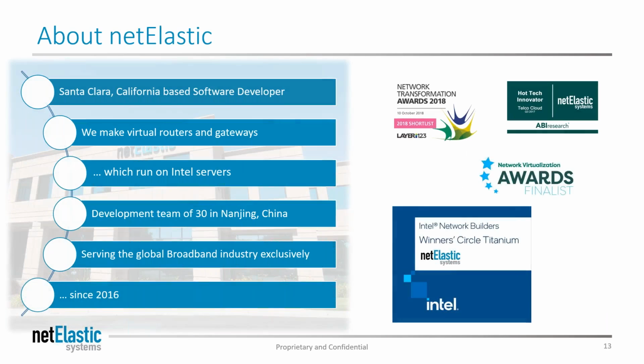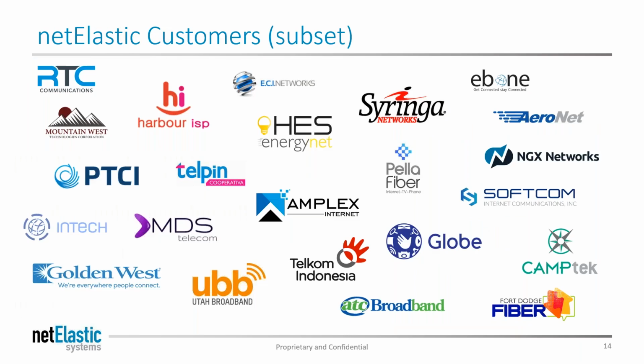A little bit about netElastic. We're a Santa Clara, California-based software developer. We make virtual routers and gateways exclusively, which run on Intel servers. We have a development team of about 30 people in Nanjing, China, as well as our team in Santa Clara. And we've been serving the global broadband industry exclusively. We don't do data center, we don't do enterprise, we just do service provider. And we've been doing that since 2016.